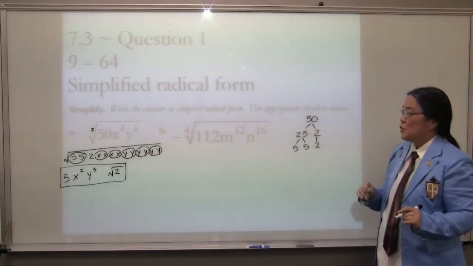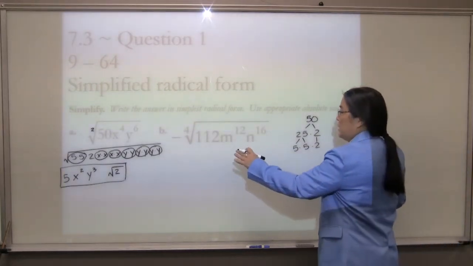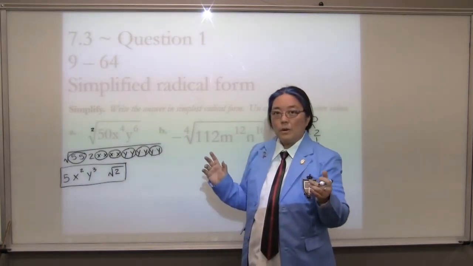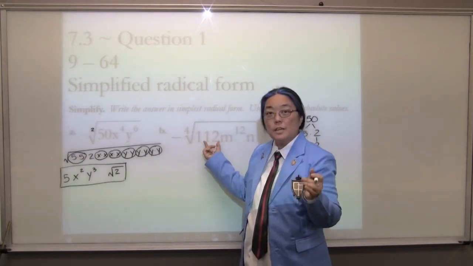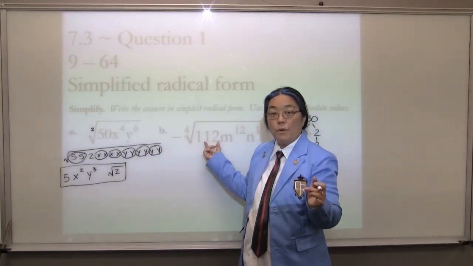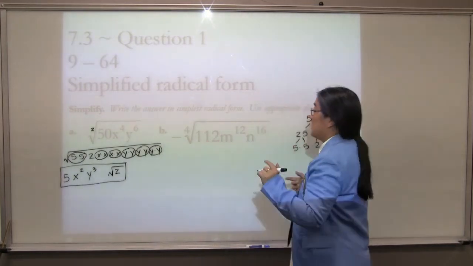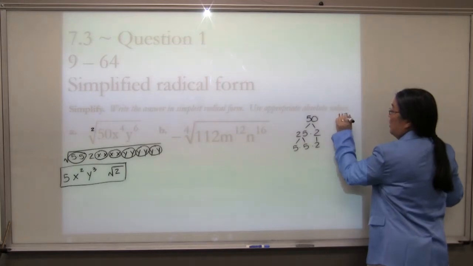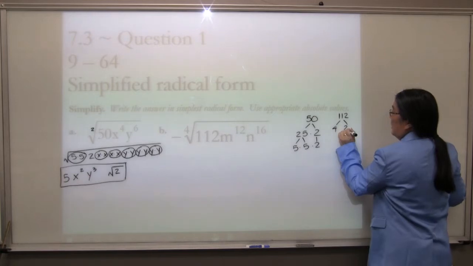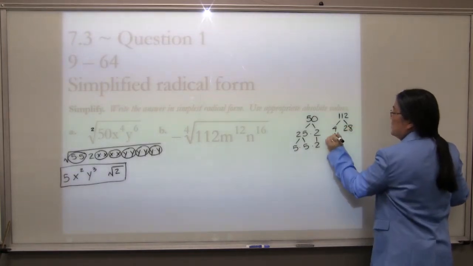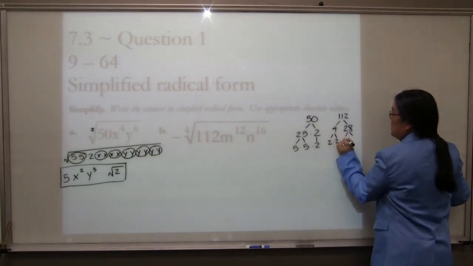Oh my goodness, 112. There is a cool rule that you should know. If you want to look at a large number and see if it divides by 4, simply look at the last 2 digits. If the last 2 digits divide by 4, the entire number divides by 4. 12 divides by 4. So I'm going to take 112, and I know it divides by 4. And that goes in there 28 times. I can break up 4 into 2 times 2. And 28 can break up into 4 times 7.